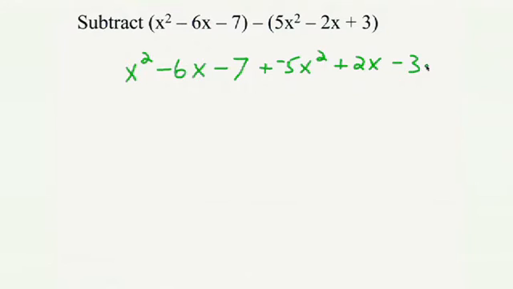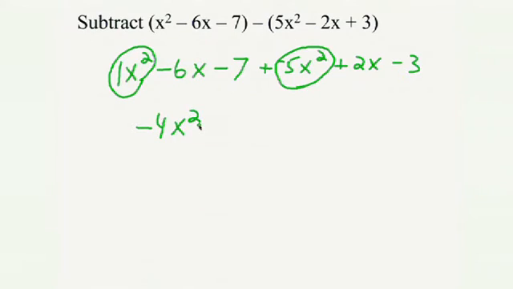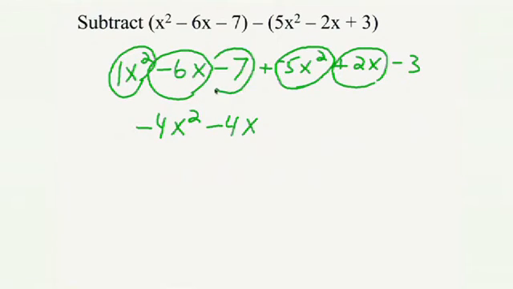So I'm looking for all my x squareds. Here's 1x squared, and here's negative 5x squared. Negative 5 plus 1 gives me negative 4x squared. Now I'm looking for x's. Here's a negative 6x and a positive 2x. Negative 6 plus 2 is negative 4x. And finally, I'm looking for constants. Here's a negative 7. Here's a negative 3. Negative 7 plus negative 3 is negative 10. So the final answer is negative 4x squared minus 4x minus 10.